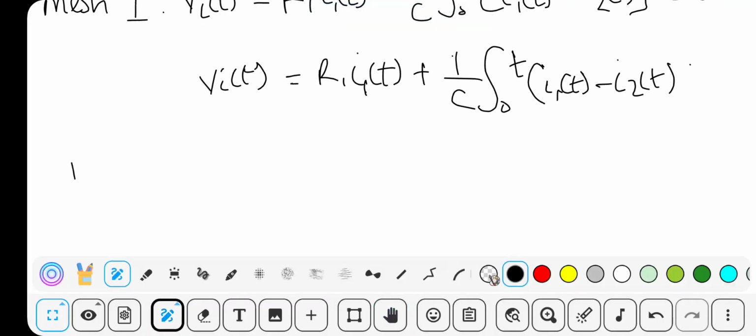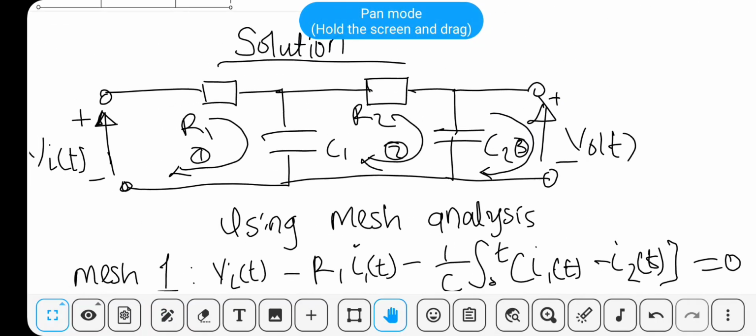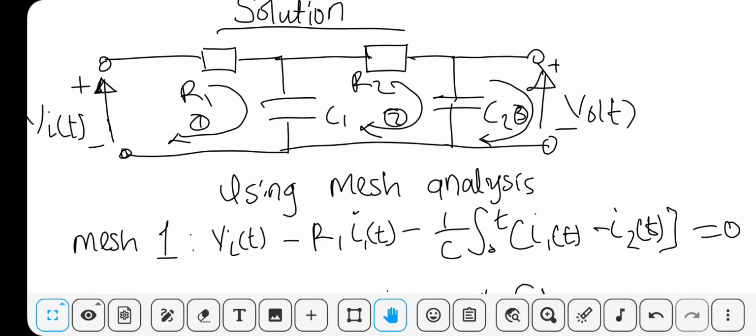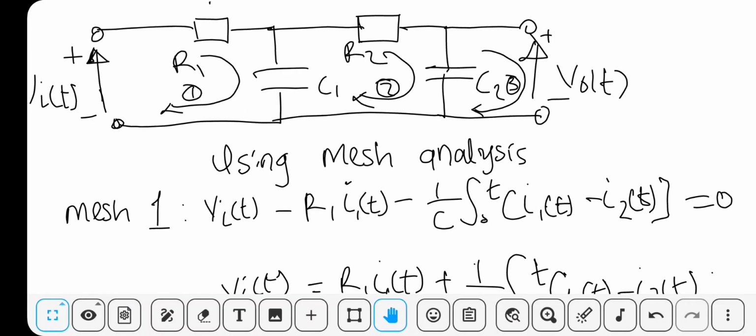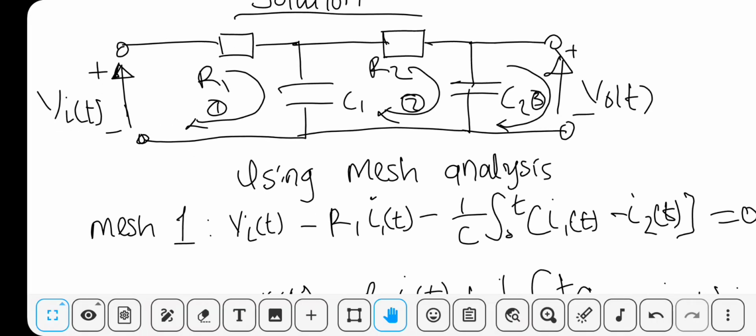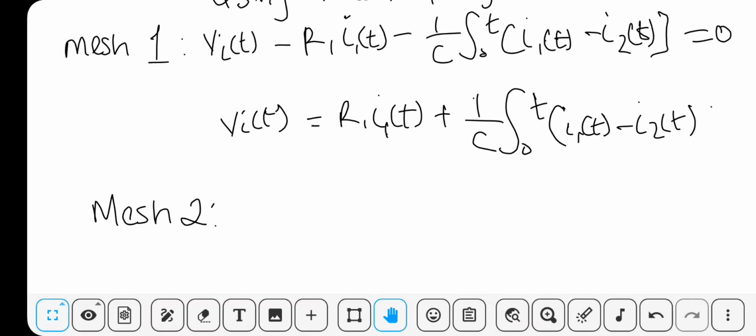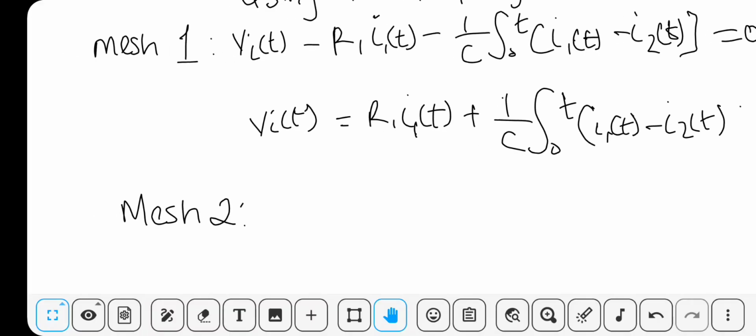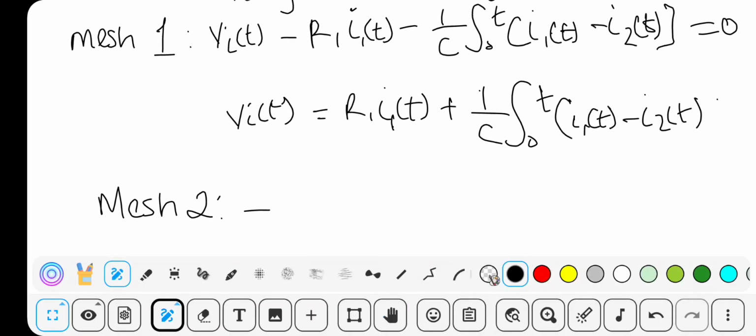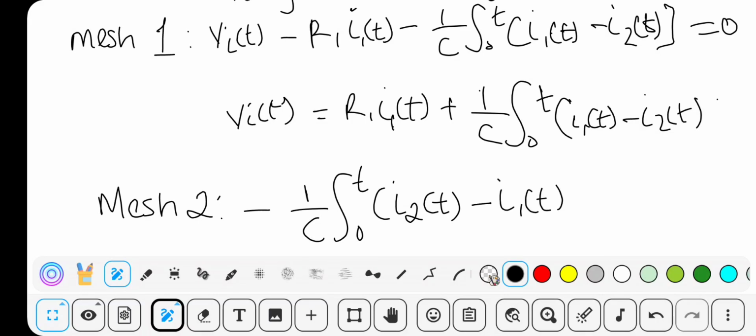For mesh 2, we're going to do the same thing. Going through the capacitor C1, which is common to mesh 1 and 2, you have a negative voltage drop. That's just how it is for mesh analysis. This will be I2 minus I1. Notice that when we were analyzing mesh 1, it was I1 minus I2. So that's how it keeps changing.